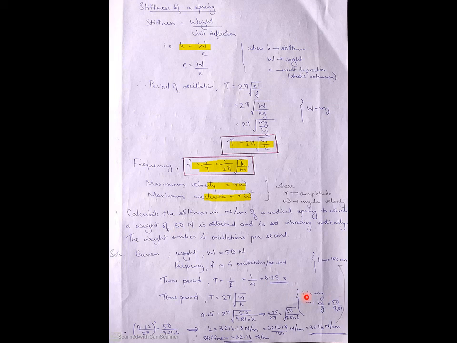So convert this weight into mass. We have W equal to mg, so m equal to W by g, which is 50 divided by 9.81. K is to be determined. Solving this, you will be getting k as 3216.18 Newton per meter. Why is this Newton per meter? What is the unit of stiffness? Here we can see stiffness is weight by deflection. Weight unit is Newton, deflection unit is meter. So stiffness is Newton per meter.